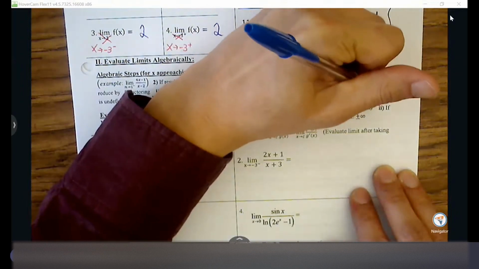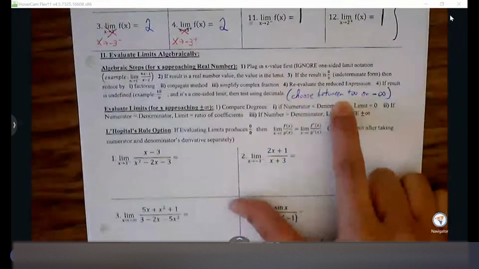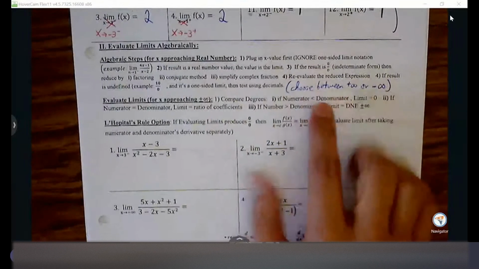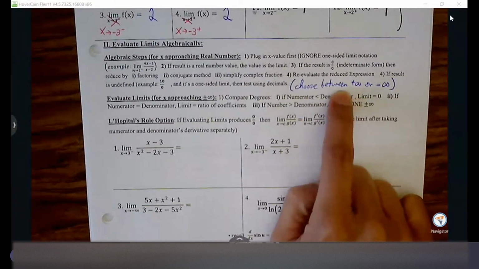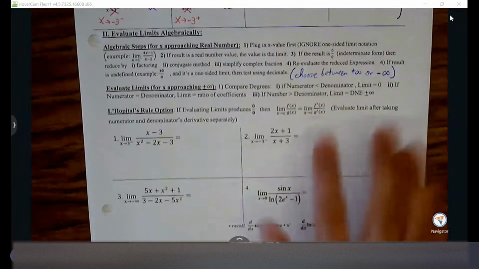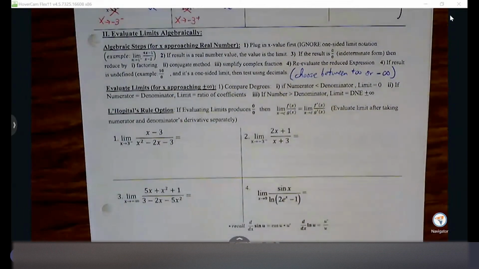So write this in. I think I have it online on the new version, but the ones that I printed out for you guys were a little bit older. So we want to choose between positive and negative infinity, assuming we've gotten to that point where we realize that it's like a 10 over 0, a vertical asymptote, and it's a one-sided limit.